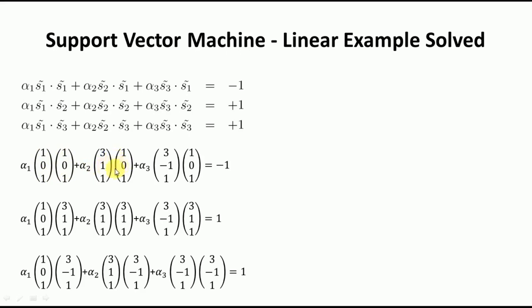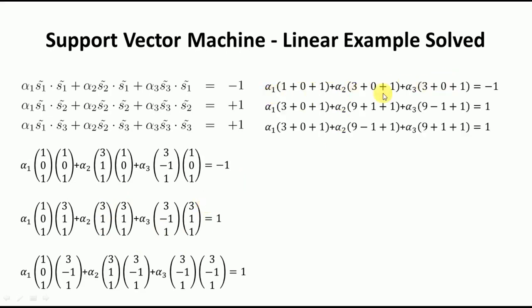Between these two we perform the dot product, like 1 into 1 is 1, 0 into 0 is 0, 1 into 1 is 1, that is 1 plus 0 plus 1. So that is the answer for this dot product. Similarly for this one, 3 into 1 is 3, 1 into 0 is 0, 1 into 1 is 1, that is 3 plus 0 plus 1. Similarly 3 plus 0 plus 1. In the same way we can simplify these two equations also.